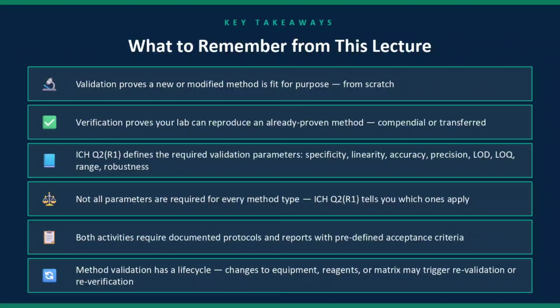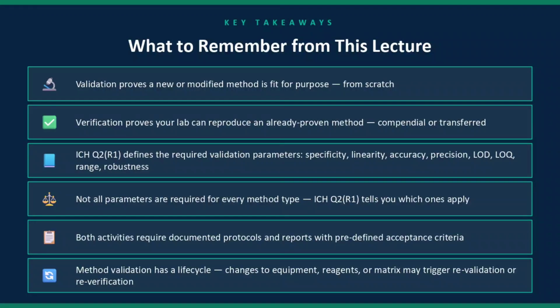Let us bring it all together. Six things to remember from this lecture. Number 1. Validation proves a new or significantly modified method is fit for purpose. You build the evidence from scratch. Number 2. Verification proves your lab can reproduce an already proven method. It is applied to compendial methods and transferred methods. Number 3. ICH Q2(R1) defines the 8 key validation parameters: specificity, linearity, accuracy, precision, LOD, LOQ, range, and robustness.